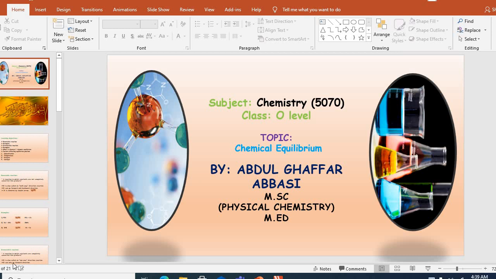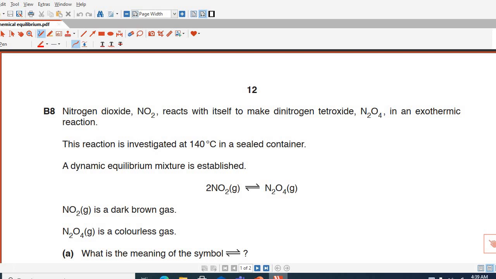This is Abbasi here to discuss the very important topic related to paper 1, that is chemical equilibrium. Now we will solve the past paper question related to chemical equilibrium. Now this is the question related to paper 2 and the topic is chemical equilibrium.